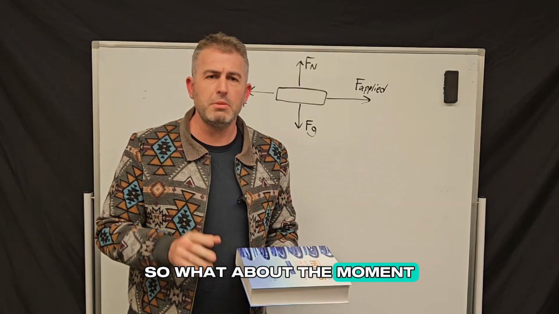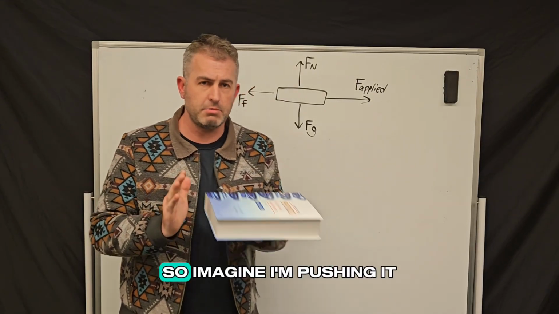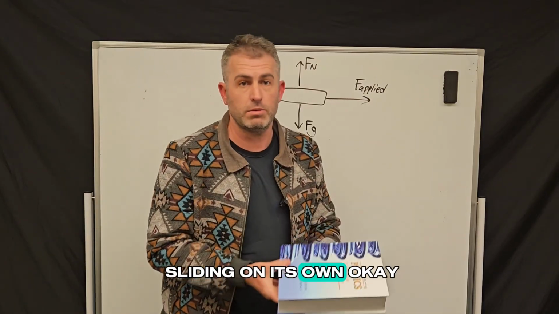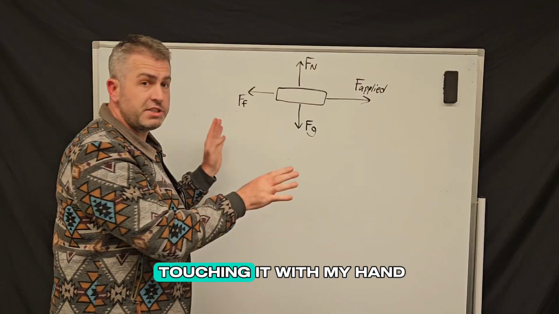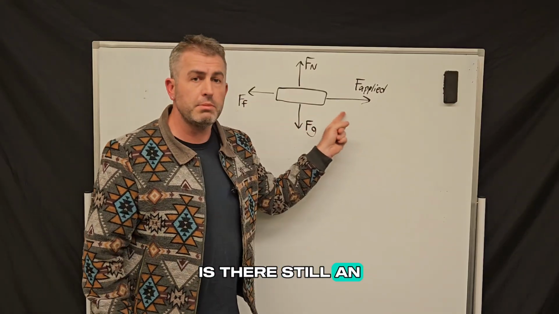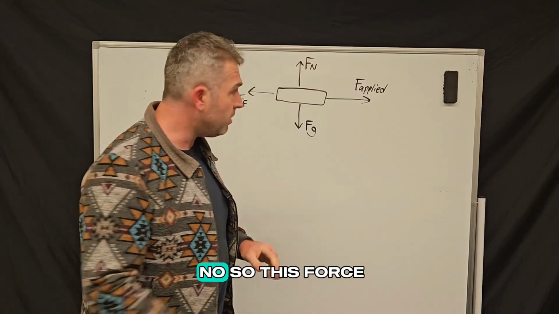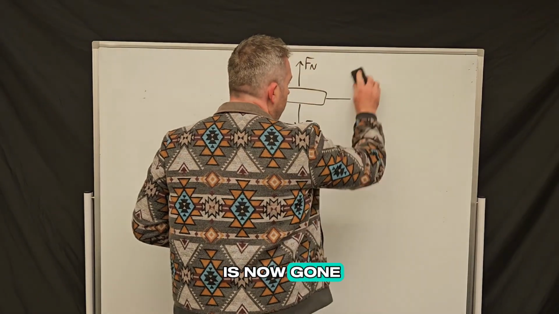Okay, so what about the moment after the textbook leaves my hand? Imagine I'm pushing it and then I let go and the book starts sliding on its own. After I stop touching it with my hand, is there still an applied force acting on that textbook as it slides on its own? And the answer is no. So this force is now gone.